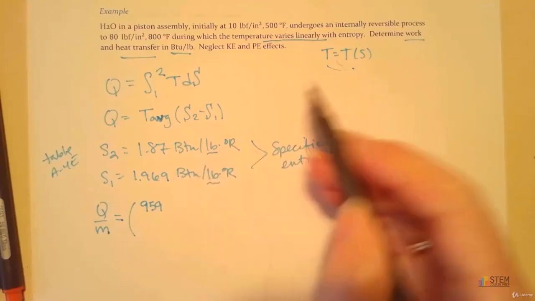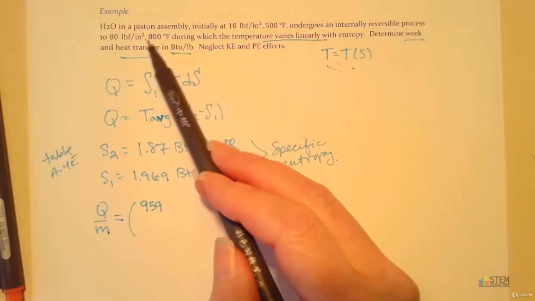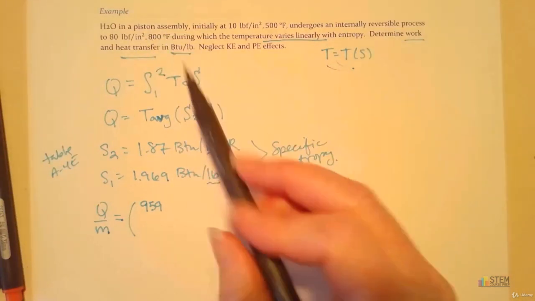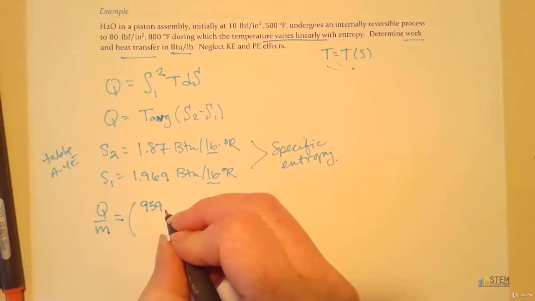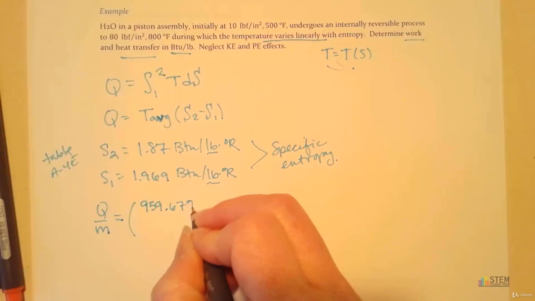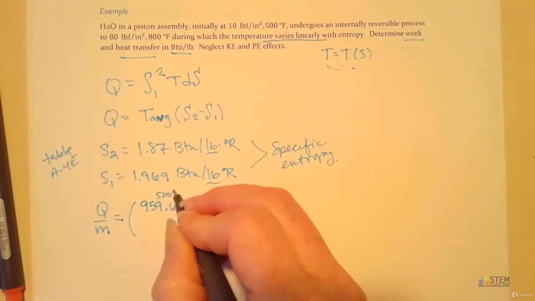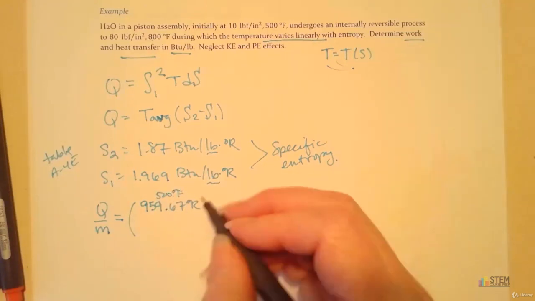So we're going to convert our temperatures, the 500 and the 800, those need to go to Rankine. So you convert the 500, you'll get 959.67. All right, so that's for the 500 Fahrenheit.